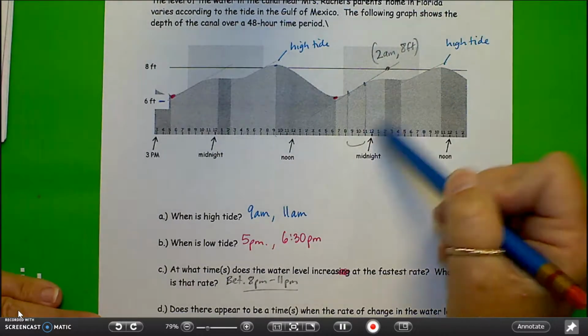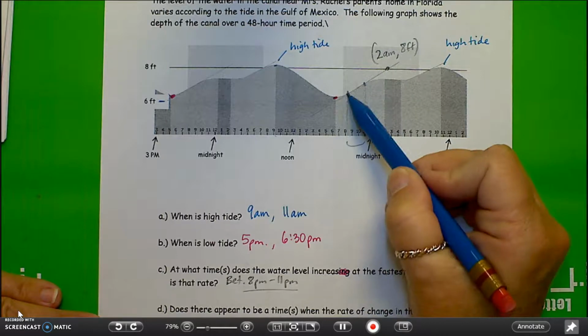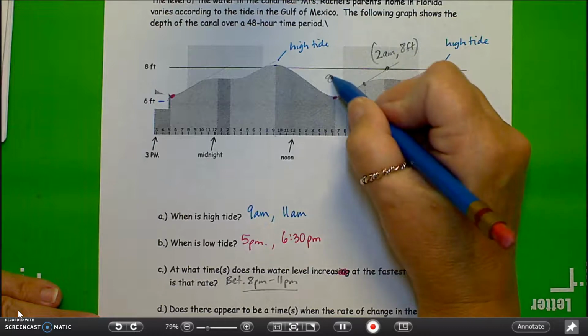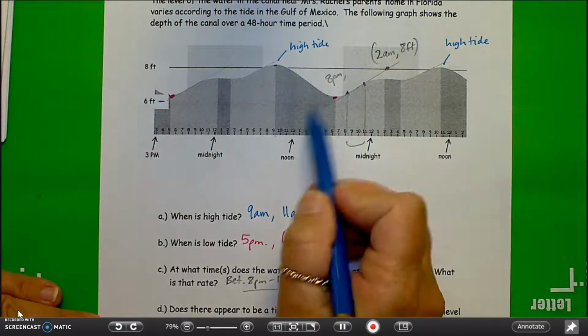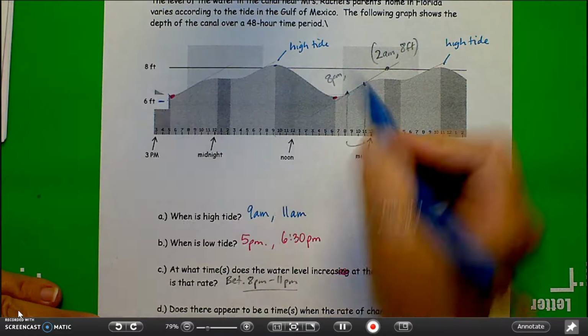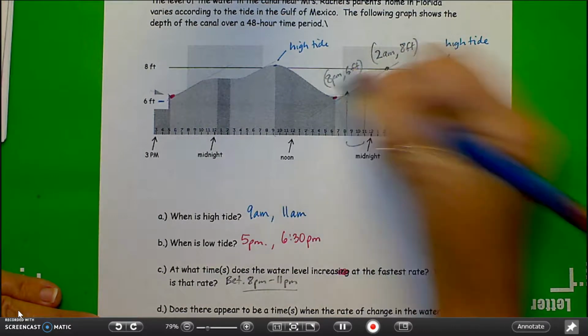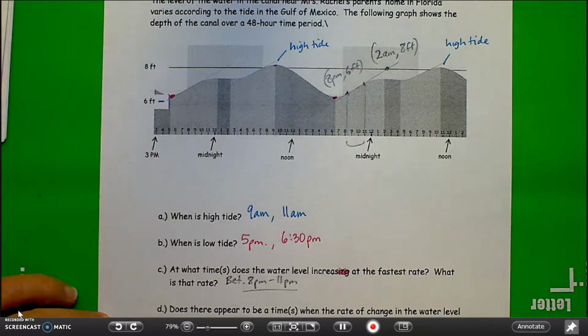And I'll compare that to another point here on the tangent line. We'll go here. Let's call this one 8 p.m., and we'll call that one, I'm going to call it 6 feet. No, it's not exactly that, but it'll give us something to go with. Okay? So, in order to get the slope of that, I basically just need an average rate of change.